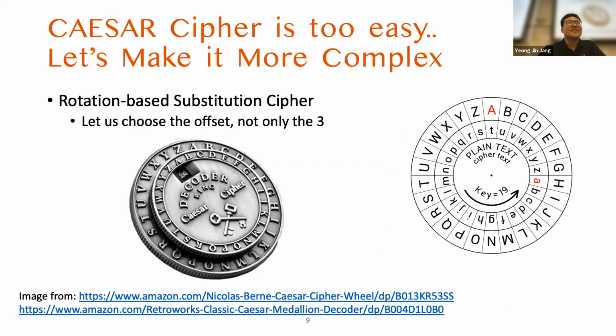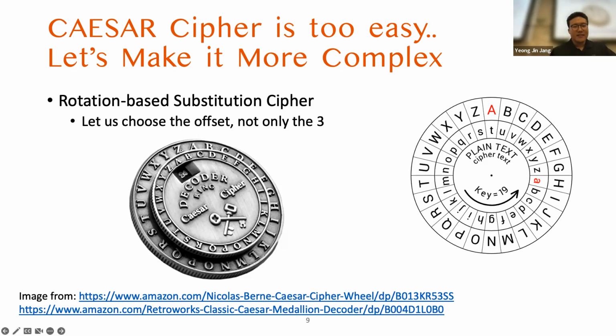So there were some other folks who tried to advance on top of it. These pictures I found on Amazon, so you can actually purchase these kinds of things. I'm not advertising it at all. Some of the more advanced ciphers than the Caesar cipher is a rotation-based substitution cipher. What that means is that previously the offset was 3. Then what if we can choose the offset at the time of the communication?